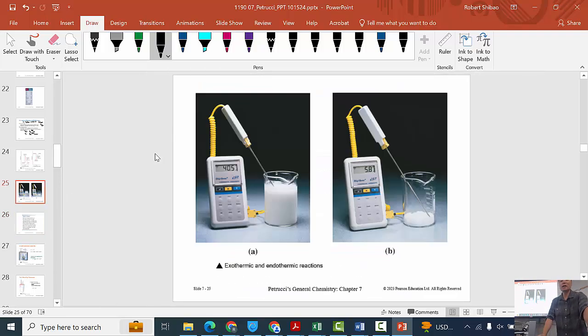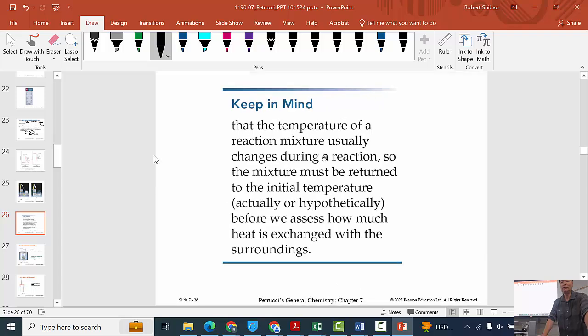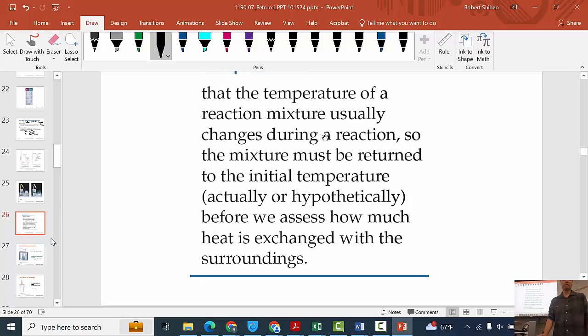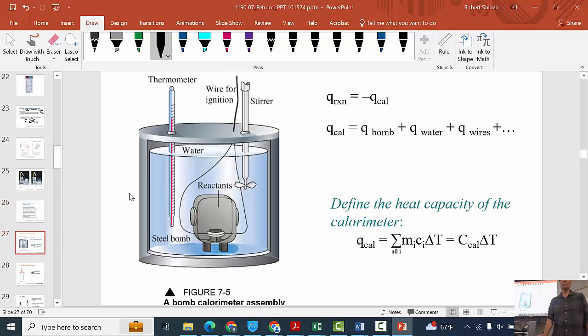So this is just a slide reminding you that the initial and the final temperature must match when we do the reaction. Otherwise, you aren't getting all the heat. Because if it's still hot, some heat's going to be dissipated. If it's still cold, some heat's still going to be absorbed. So we've got to make sure that the initial and the final temperature are the same. Otherwise, we're missing some energy.